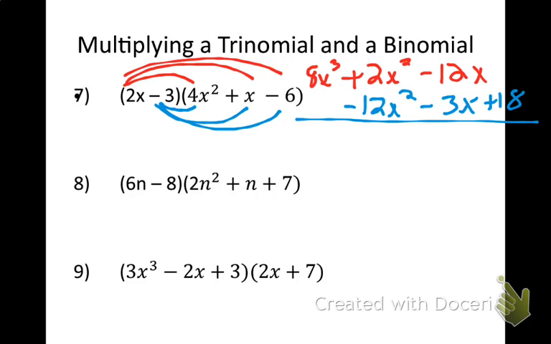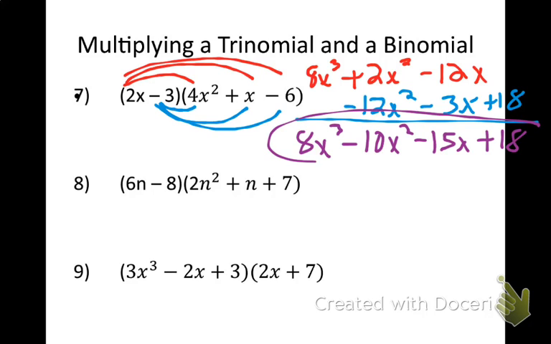All right, so now I'm going to combine like terms here. And I get 8x cubed minus 10x squared minus 15x plus 18. Thanks, Autumn. There you go.